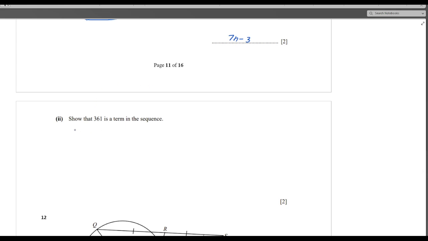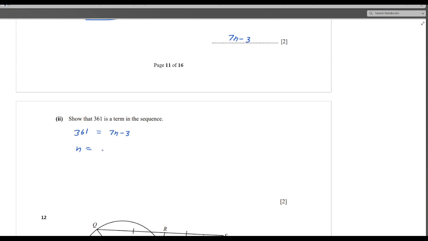Now 361 is a term of the sequence. Now 361, if I consider it, is of the form 7n minus 3. So from here, if I find n, the value of n is 361 plus 3, whole divided by 7.